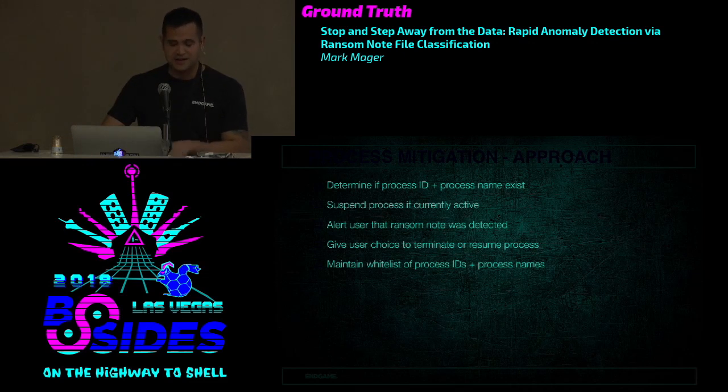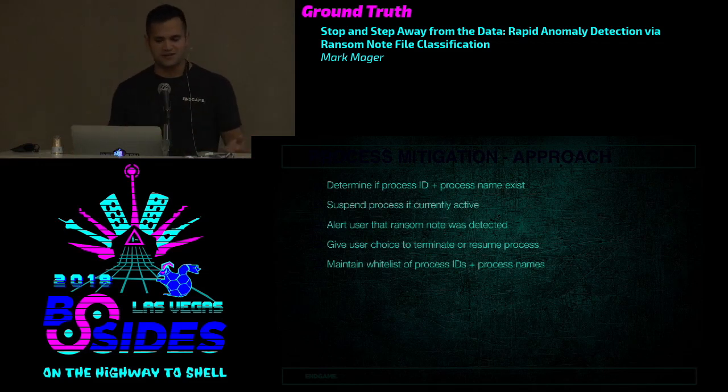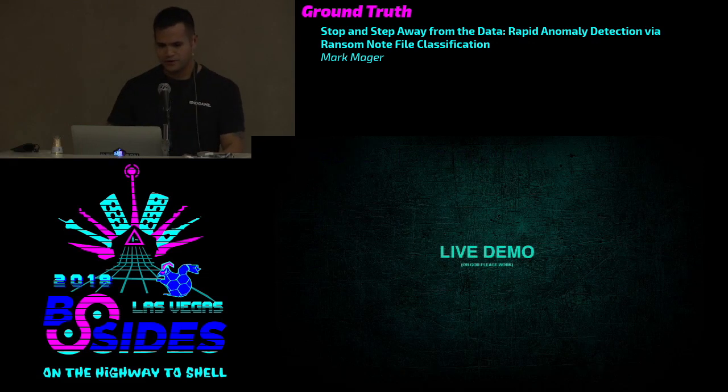If it does and it's still active, we're going to suspend it. We're going to provide a pop-up to the user to tell them that a ransom note was detected, and allow them to terminate or resume the process. And also, if they do resume the process, we need to maintain a whitelist of process IDs and process names so we don't just keep alerting over and over on the same process.